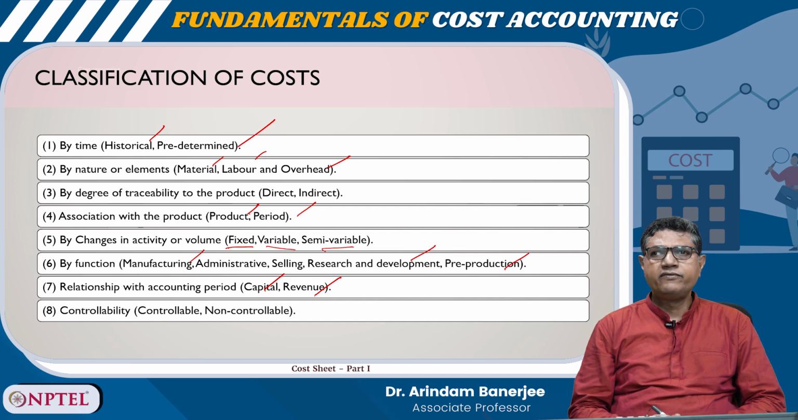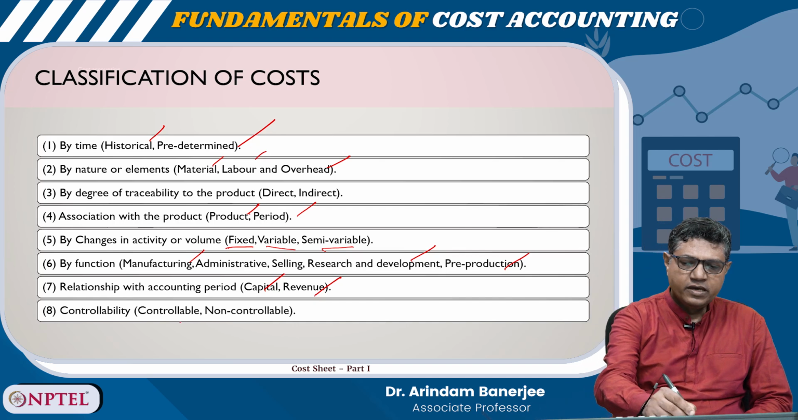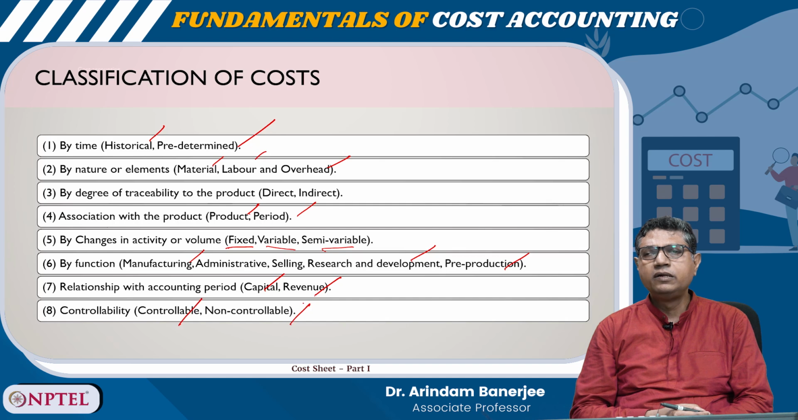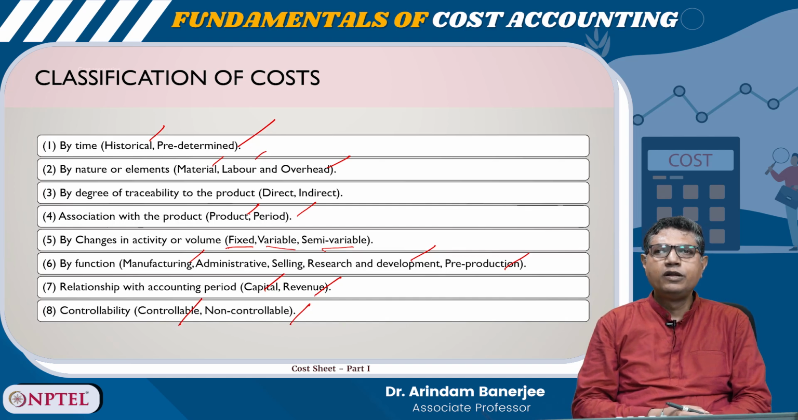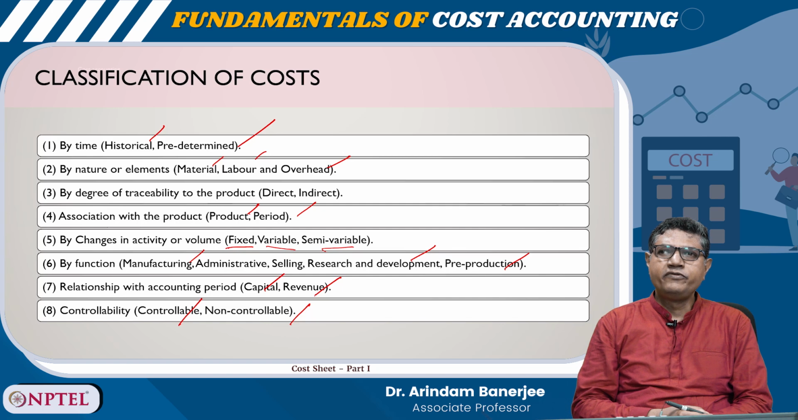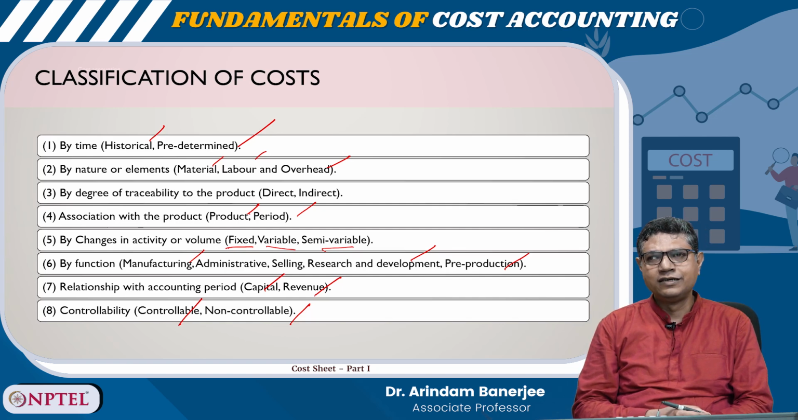Controllability, on the basis of controllability also we can segregate the costs like controllable and non-controllable. Controllable cost is a cost which is dependent upon your decision. So you can decide whether to incur this cost or not incur this cost, but there may be certain costs which are not under your control. So those types of costs are called non-controllable costs.